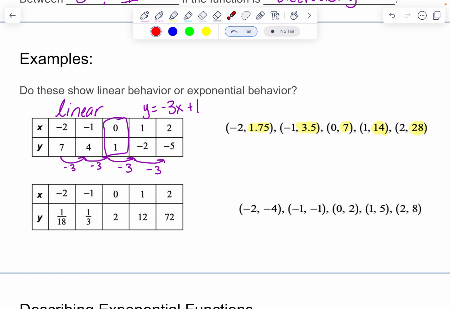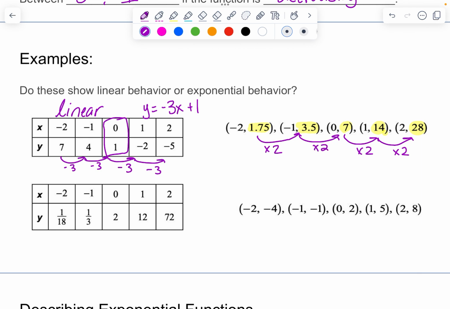But a lot of you probably, if you look at the end of the data, can recognize that to go from 7 to 14 would be times 2, and from 14 to 28 would be times 2. So you don't necessarily have to use the front part of the data to recognize the pattern if you can recognize it on the back. And then you could go back and double check from the front if you wanted to. 1.75 times 2 is 3.5, and 3.5 times 2 is 7. And we do have that multiplication pattern that holds all the way through.